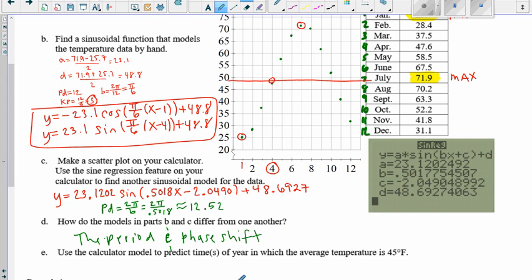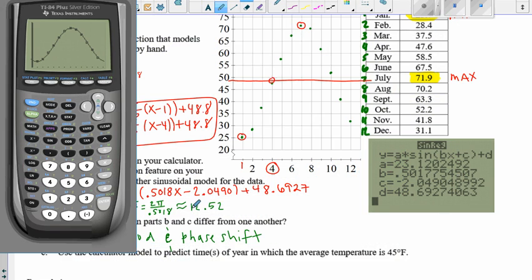So then it says use a calculator model to predict the times of year in which the average temperature is 45 degrees Fahrenheit. So that's why I wanted to look at the scatter plot on my calculator. Looking at this, if I want to predict when it's 45 degrees Fahrenheit, I would go to my Y2 and plug in 45 and hit graph. And then, of course, I needed that other equation in my y equals so that I can look at the intersection. If you don't have that other equation in your y equals, you would want to make sure you put that in there. So now I can go to second trace and do the intersection, scroll close to the point of intersection, and hit enter three times.